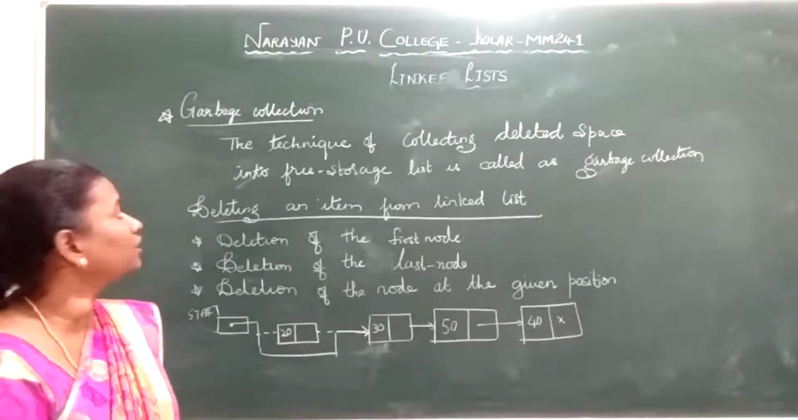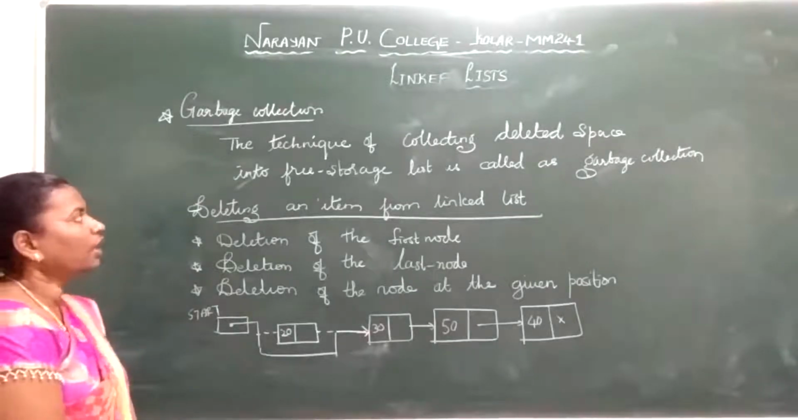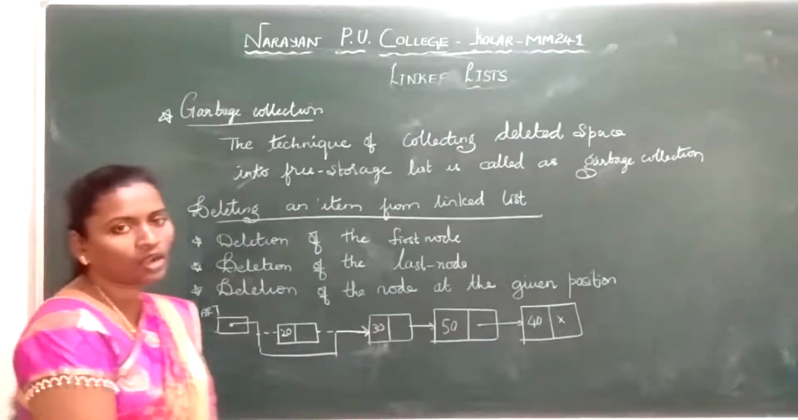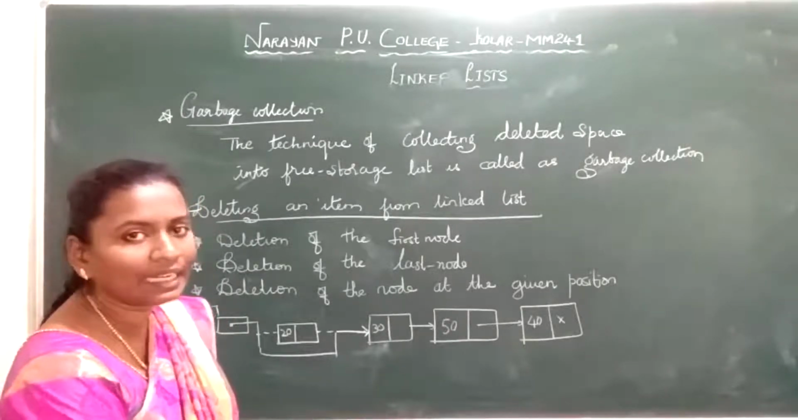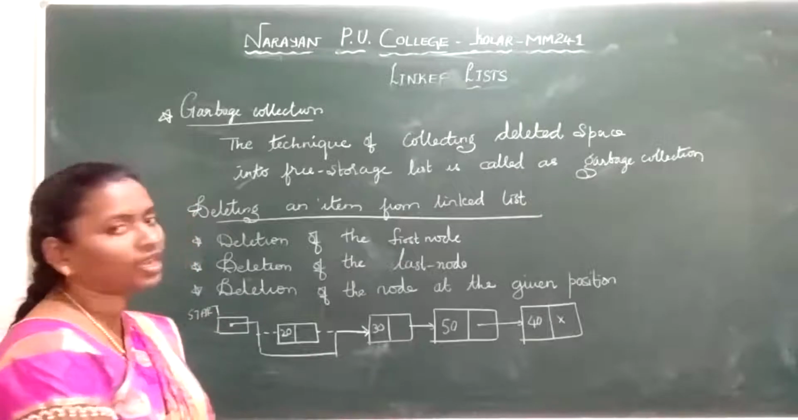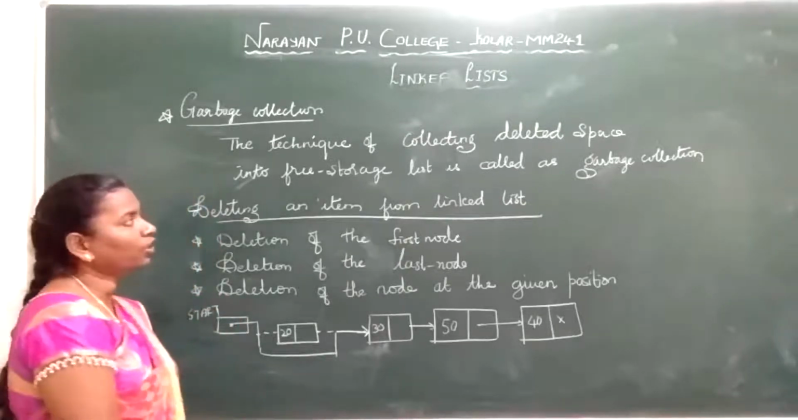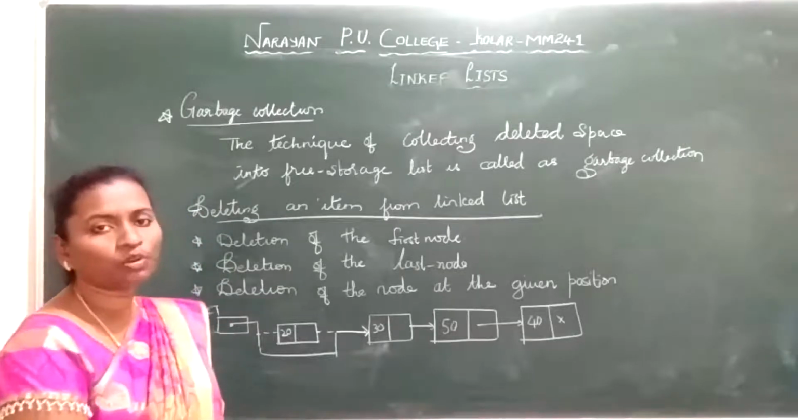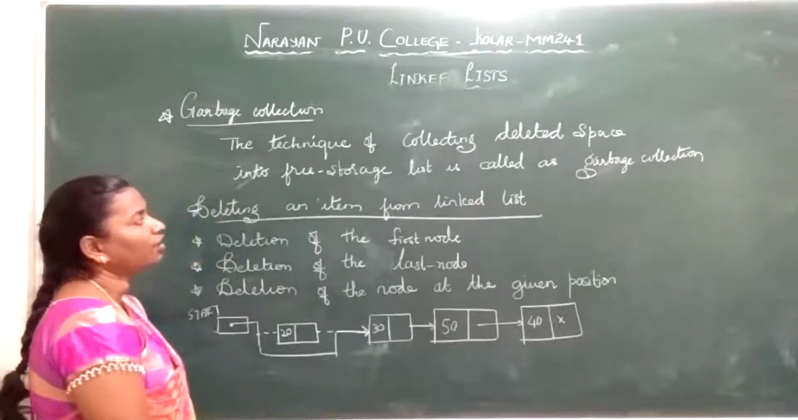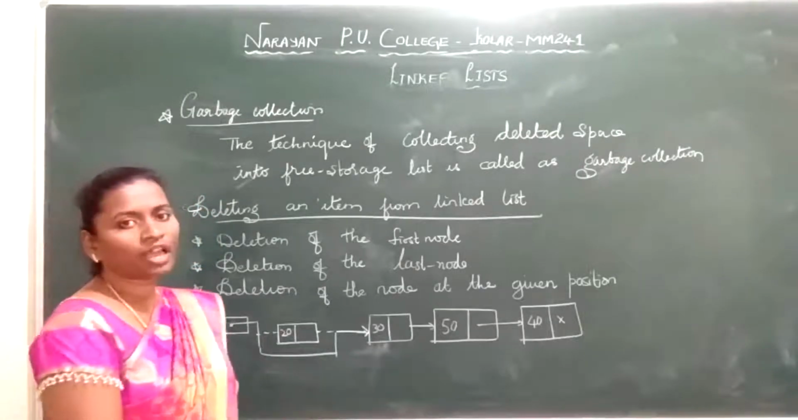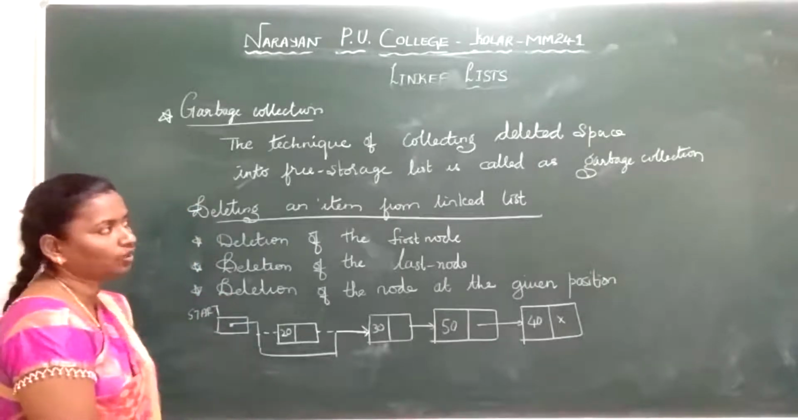What is garbage collection? The technique of collecting the deleted space into the free storage list is called garbage collection. I repeat, the technique of collecting the deleted space into the free storage list, we call that garbage collection, and the free storage space we call a pool of memory. It is a memory pool where we have free storage, where the unused memory will be. So we call that the free storage list.